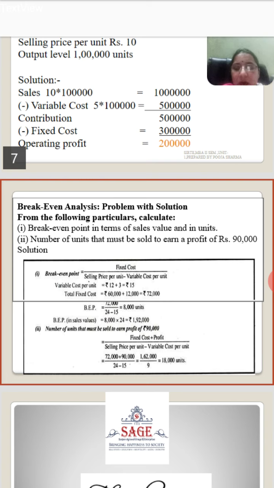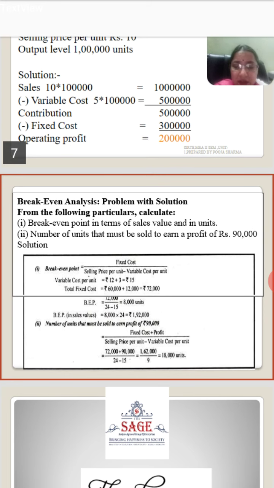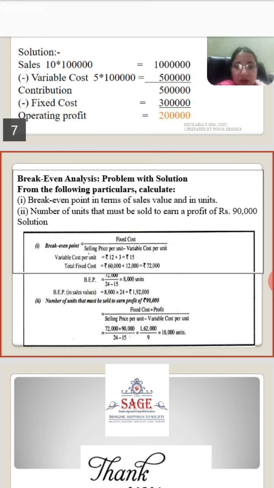BEP in sales volume you can calculate directly with the help of the shortcut method: 8,000 multiplied by the selling price, which is 1,92,000 rupees. Then you put in the formula with the desired profit, the same fixed cost, selling price per unit and variable cost per unit, to calculate the number of units, that is 18,000 units. So this is all about the break even methods.